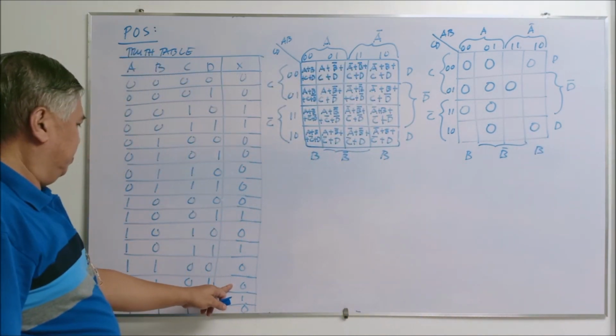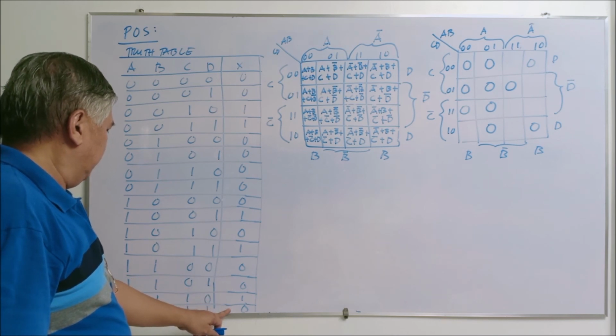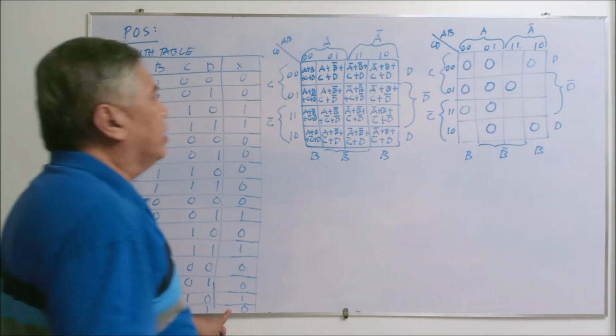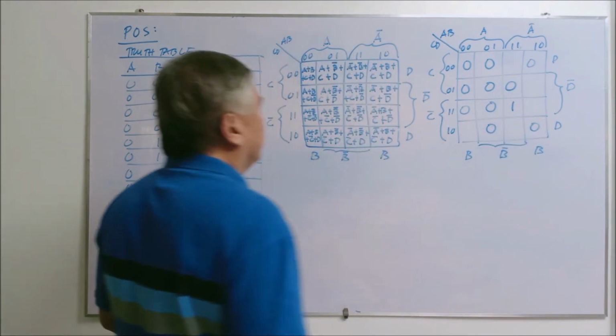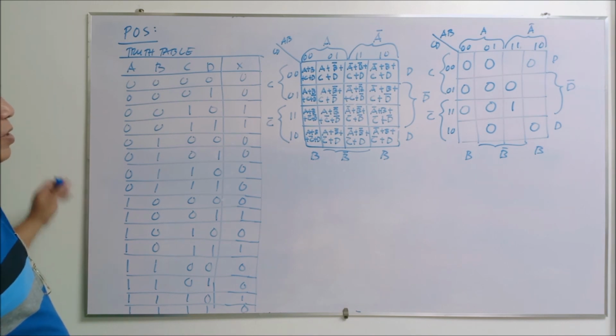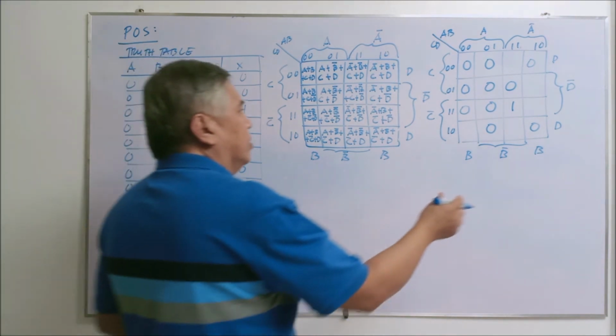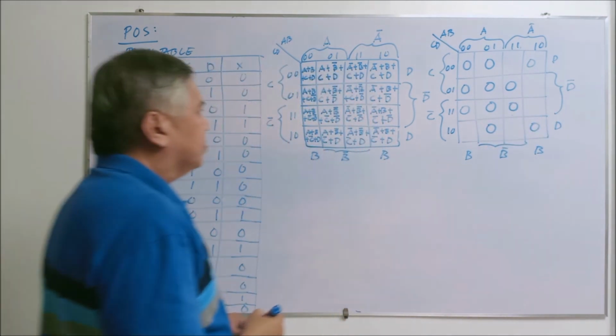Then you have the last one, 1 1 1 1, that will be here. Okay, so that will be, so this is 0 instead of 1.